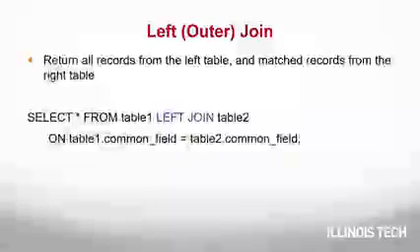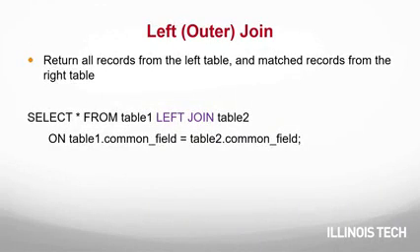Instead of saying inner join, here we say left join. And then we specify which field has to be equal. So on common field equals common field: table 1 common field equals table 2 common field. This will then return records with the relevant fields from both tables, but in cases where table 1 has a record that does not have a match in table 2, we will have all of the information from table 1 coming through, and then null values for all of the fields that we're seeking from table 2.